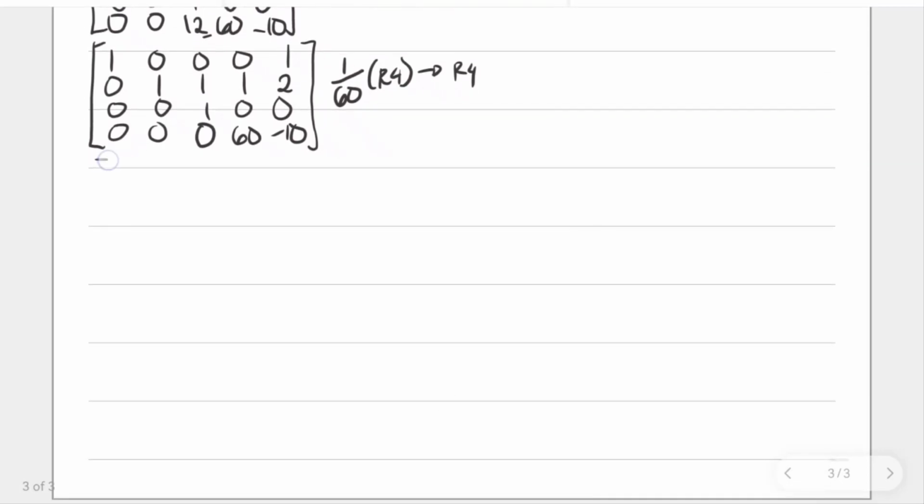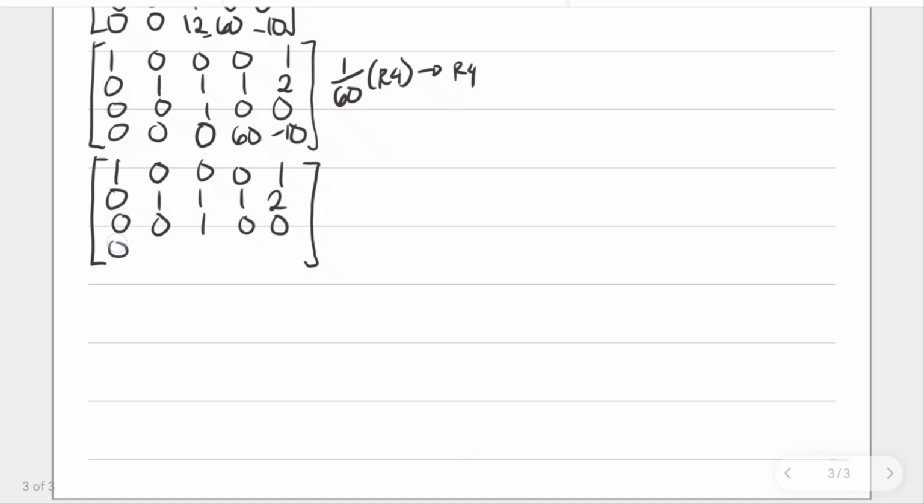Okay, alright. So it's 1, 0, 0, 0, 1, 0, 1, 1, 1, 2, 0, 0, 1, 0, 0, 0, 0, 0. We have here 60 times 1 over 60 is 1. Then negative 10 will become negative 1/6. So now we are done with the first phase, the forward phase. This is actually just a Gaussian elimination portion.